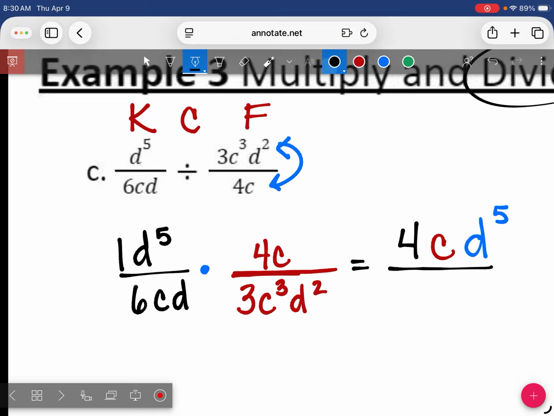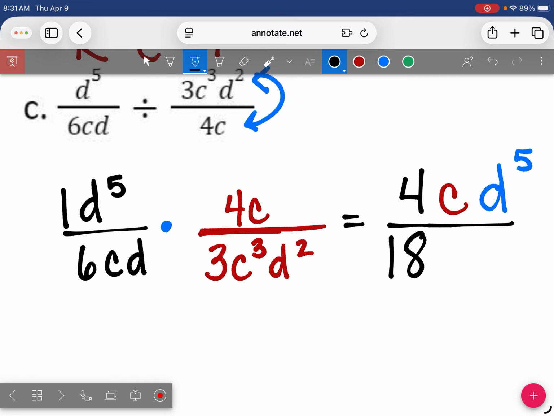Next thing you're going to do is multiply your 6 times 3, which gives you 18. So now let's look closely here. I have 1 cat, 1 cat, 3 cats. 1 cat, 3 cats. How many cats? 4. I have 1 dog, 2 dogs. How many dogs? 3. Now you're ready to reduce and subtract.